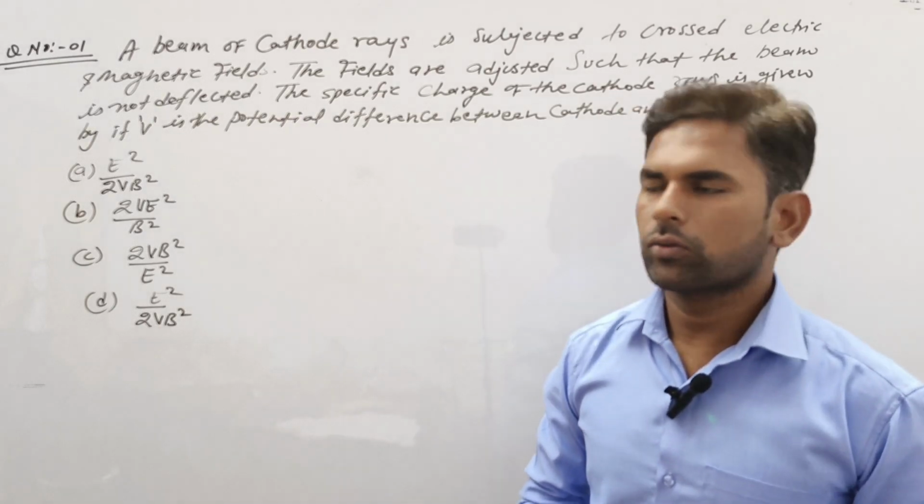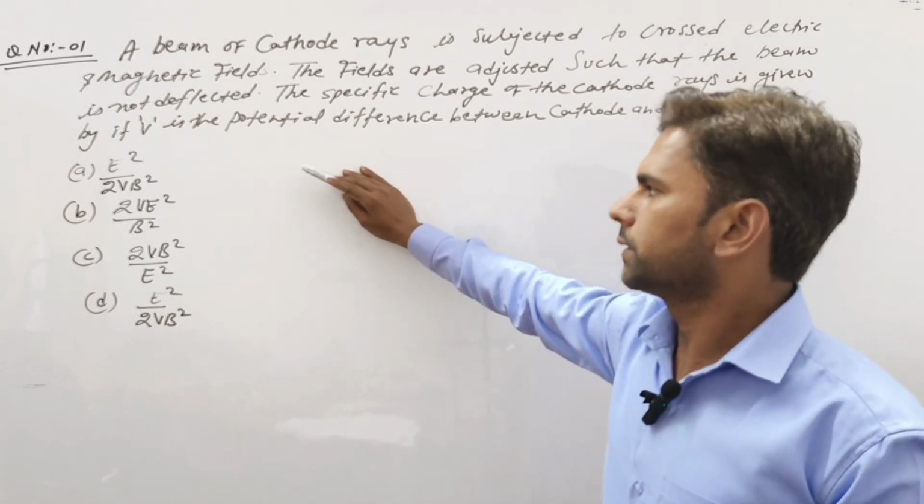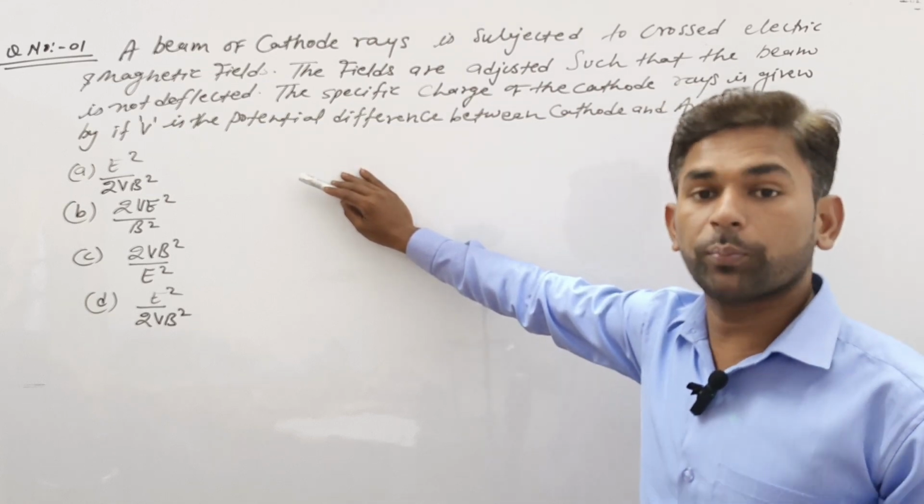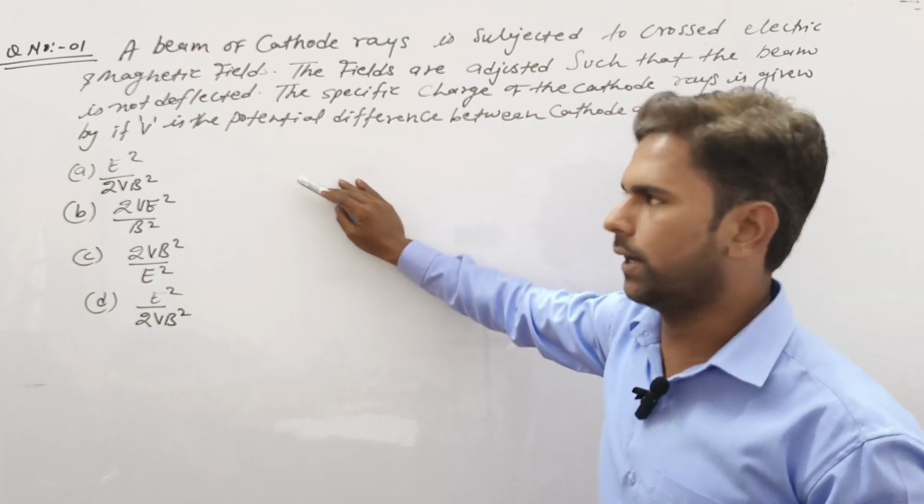Now we are going to solve question number first from the chapter dual nature of radiation and matter. This is a very important question, so please focus on the board. First we will read this question carefully.